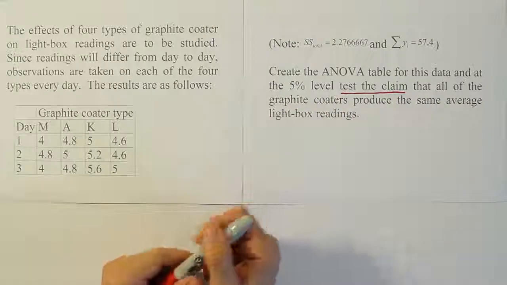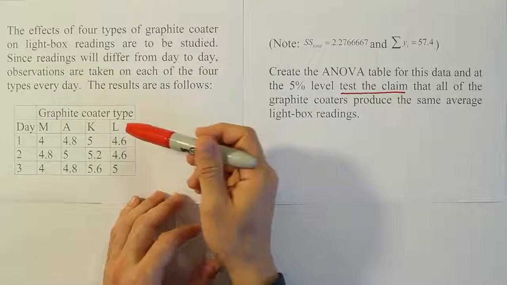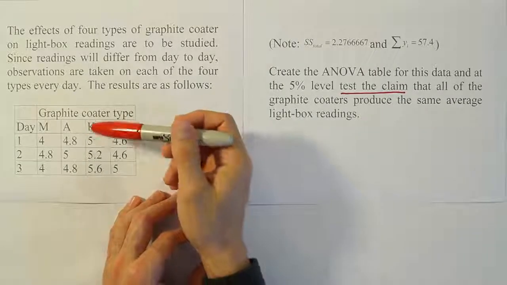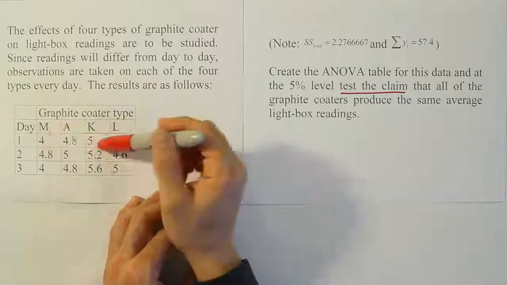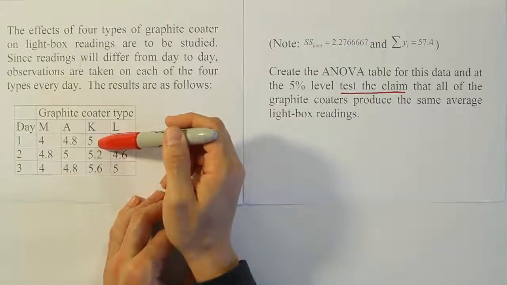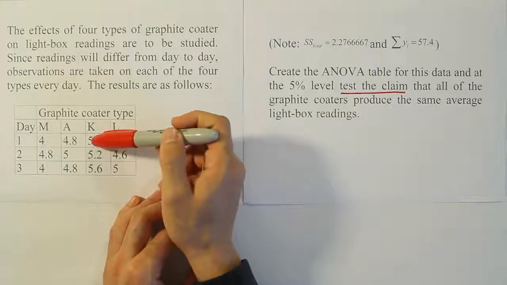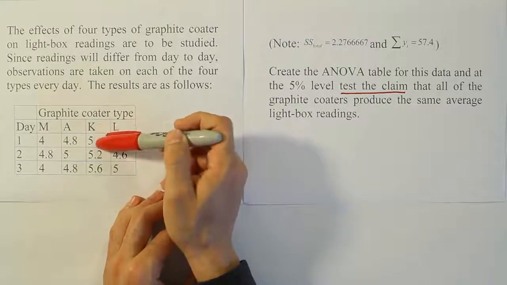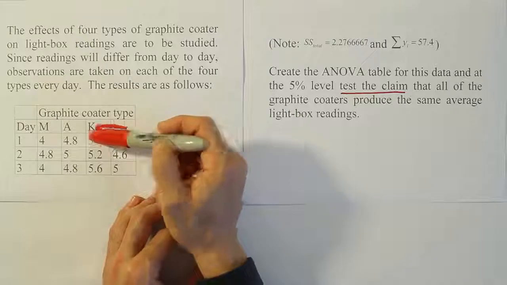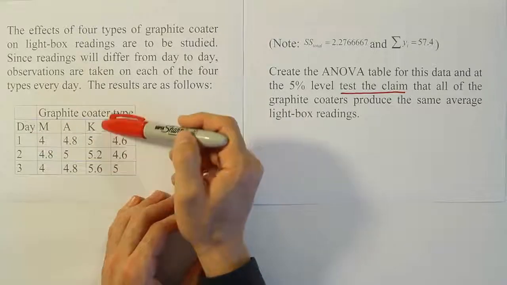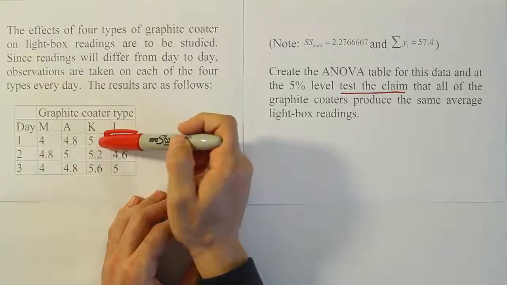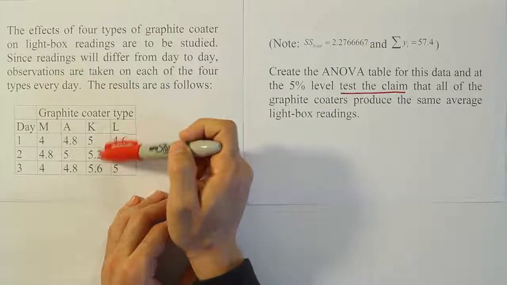So when I read the problem, I indicated earlier that I thought it was the randomized block design layout. And the reason why is that, first of all, I can see that every value in the table, every number, can be classified in 2 ways. In other words, this 5 isn't just part of graphite coder K, right? It's also part of day 1. So it has 2 ways to classify it. It's got K as part of it, and day 1 is another part. You don't see that in a completely randomized design.